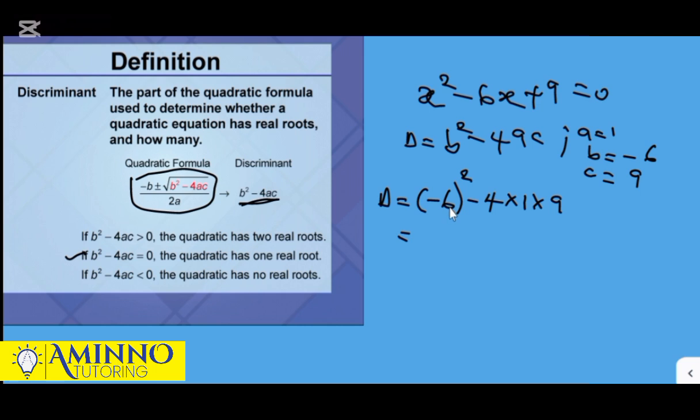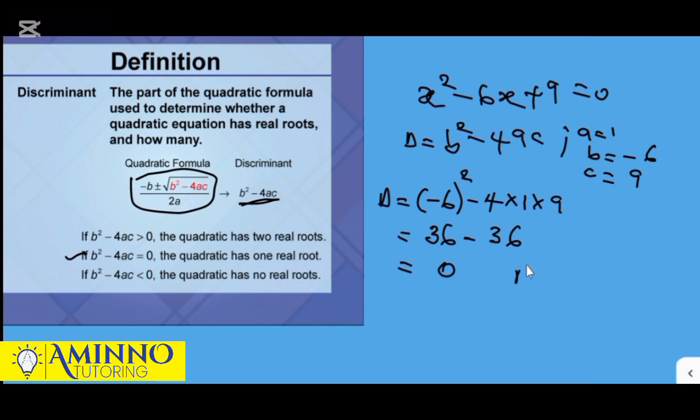This is equal to 36 minus 4 times 9. What is 4 times 9? 36. 36 minus 36 will give you 0. Now the condition here is that this quadratic equation has one real root.